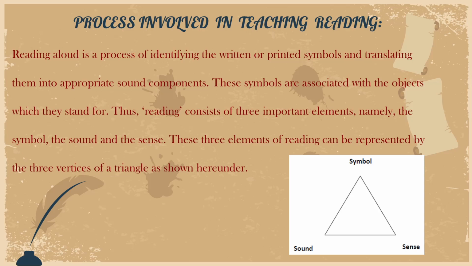What is the process involved in teaching reading? Reading aloud is a process of identifying the written or printed symbols and translating them into appropriate sound components. These symbols are associated with the objects which they stand for. Thus, reading consists of 3 important elements, namely the symbol, the sound, and the sense. These 3 elements of reading can be represented by 3 verticals of a triangle as shown here under.